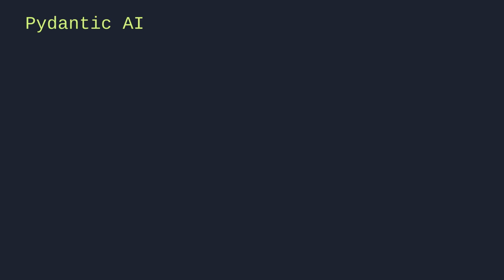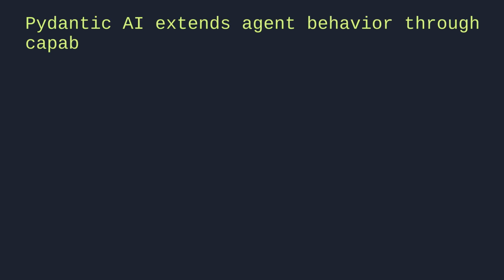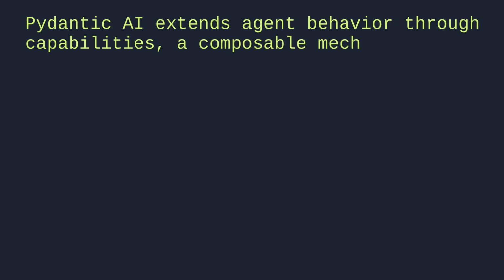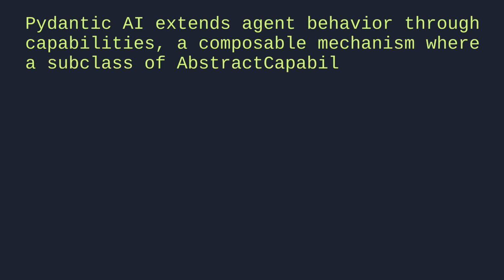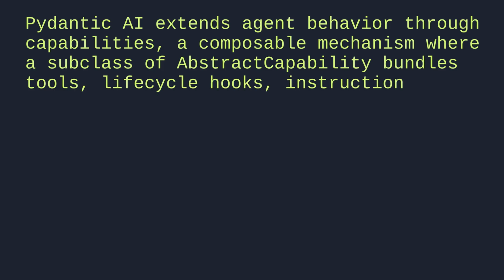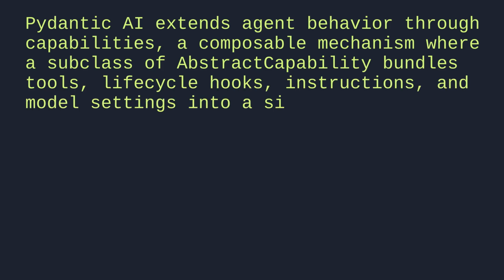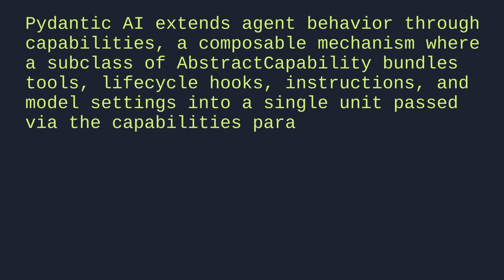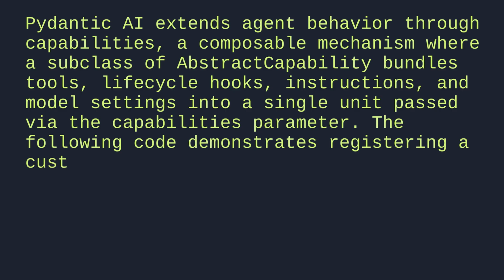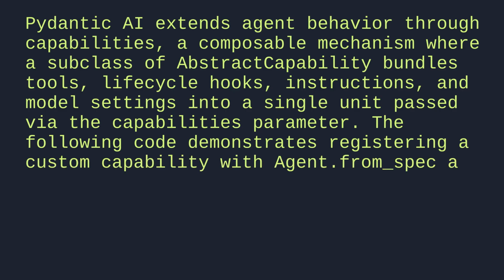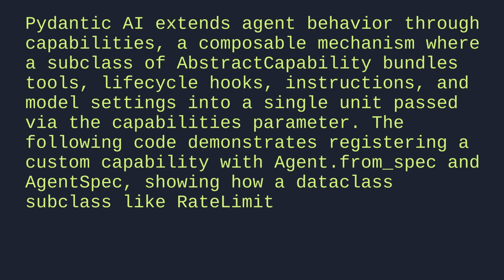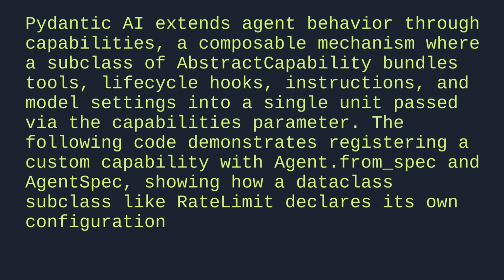Pydantic AI extends agent behavior through capabilities, a composable mechanism where a subclass of AbstractCapability bundles tools, lifecycle hooks, instructions, and model settings into a single unit passed via the capabilities parameter. The following code demonstrates registering a custom capability with Agent.from_spec and AgentSpec, showing how a dataclass subclass like RateLimit declares its own configuration field.